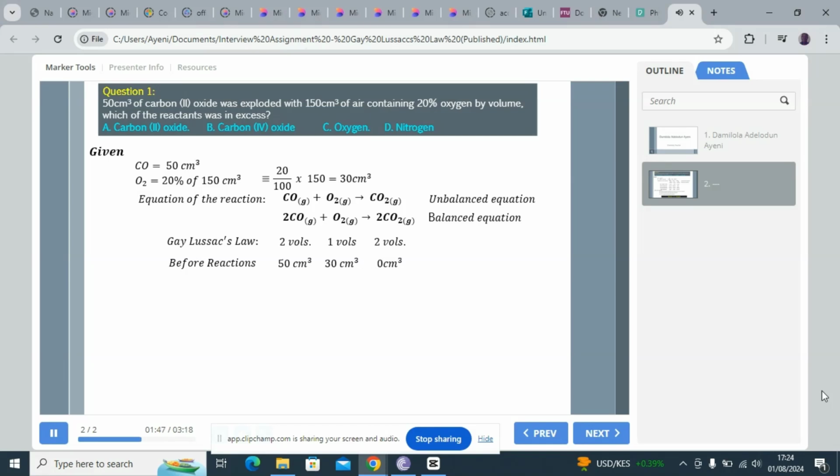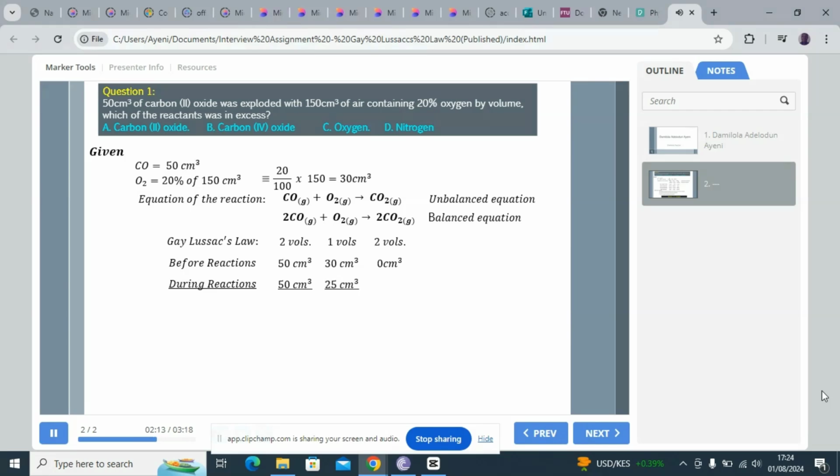whereas there was no carbon 4 oxide at the beginning of the reaction. During the reaction, if we have 30 cm cube of oxygen, we need double of that in CO, and we don't have up to that double of 60. So it means that we go the other way around. 2 volumes of CO require 1 volume of oxygen. So 50 cm cube will require 25 cm cube. So invariably, oxygen will be in excess in that form.